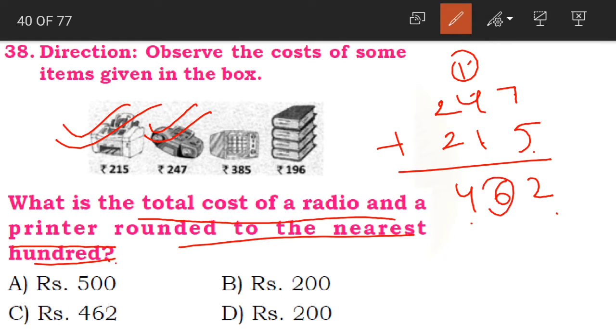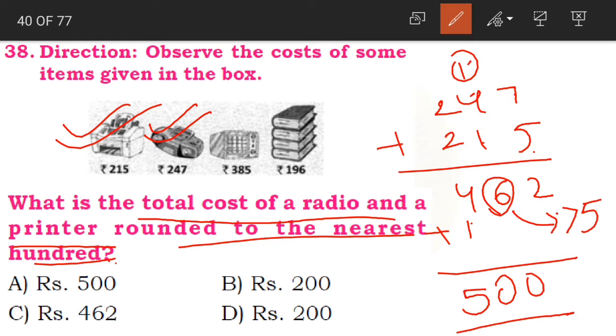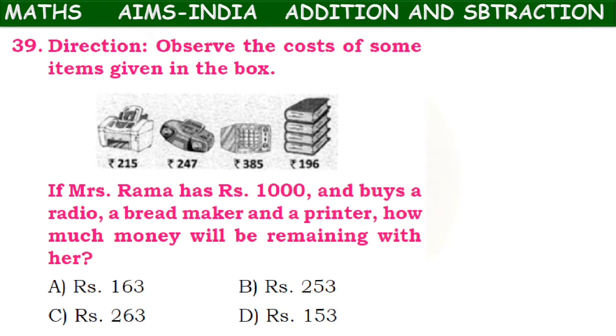Yes, look at the digit in tens place. It is greater than 5. So we add 1 to the digit in hundreds place. 4 plus 1, 5, and then 2 zeros. What is our answer? 500. Yes, children? 462 rounded off to nearest hundreds is 500.